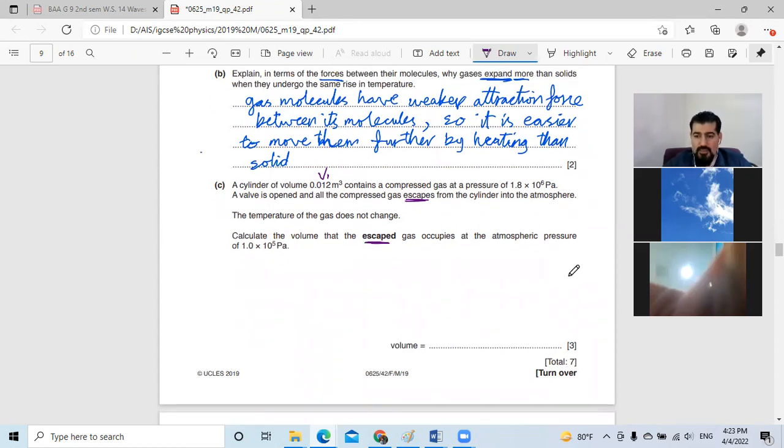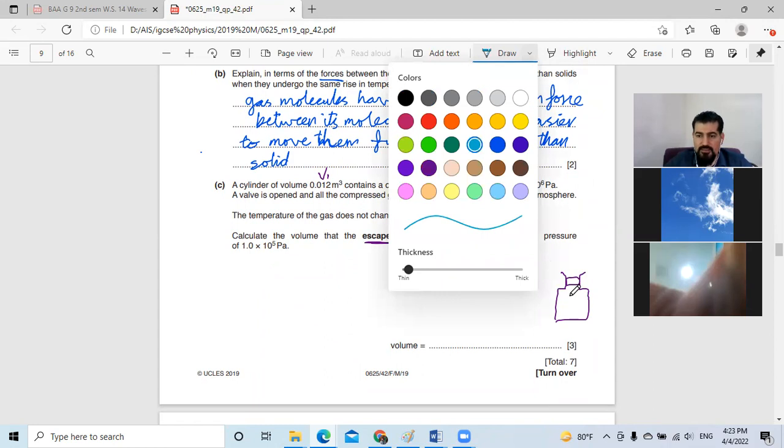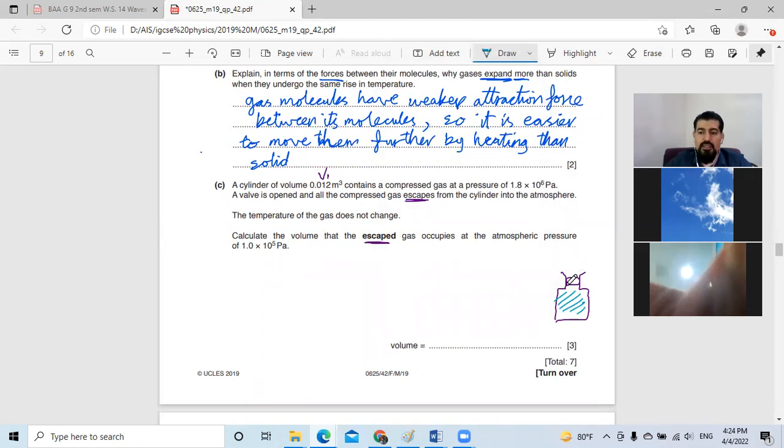Look here, guys. We have this container and it was sealed and there was gas inside it. Now when we open it, what will happen? Some of the gas escapes out and some of the gas remains inside. That's why they use the word escape.